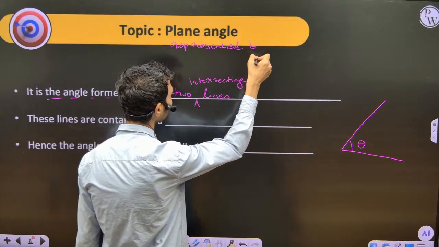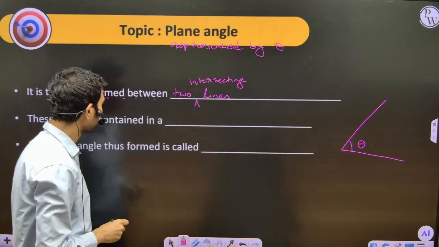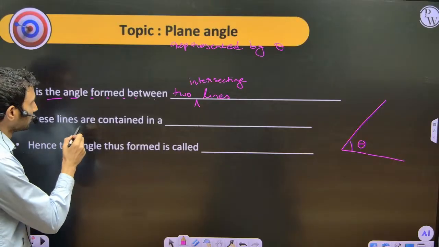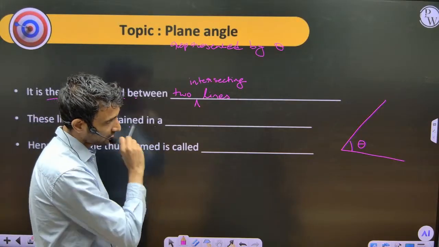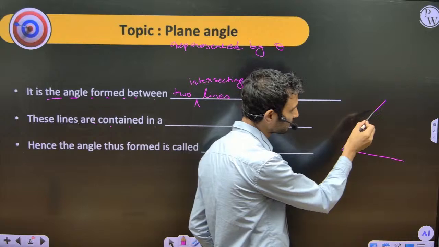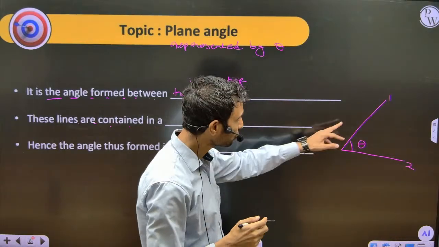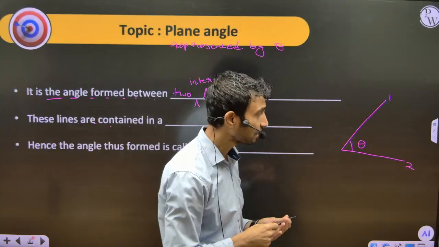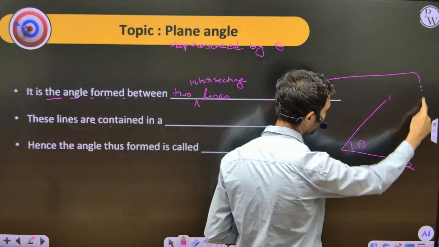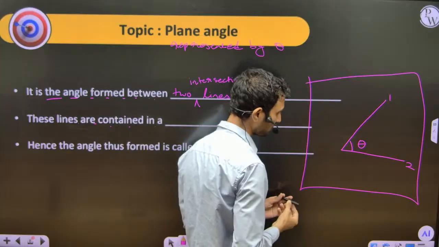Represented by theta. These lines are contained in a what? So you can see that these two lines, 1 and 2, are intersecting here, and those two lines are confined in this one plane. Can you see in this plane? Plane of what? This is a plane of both.